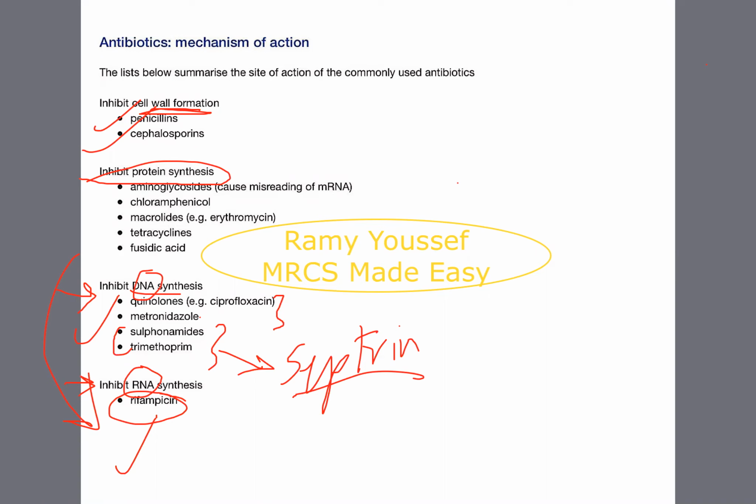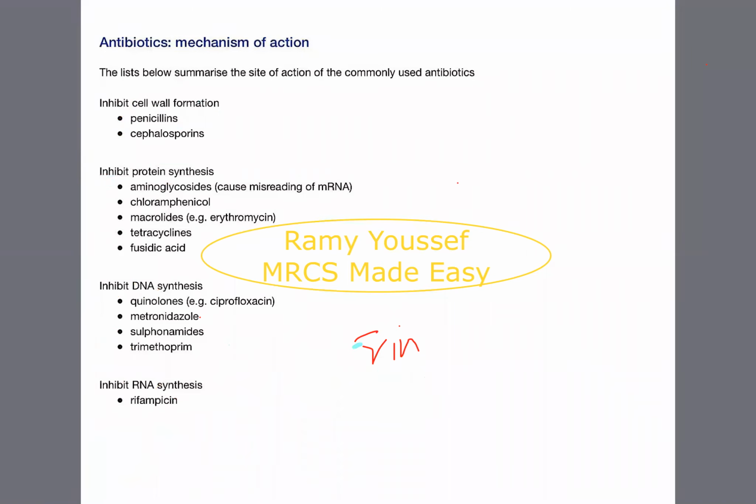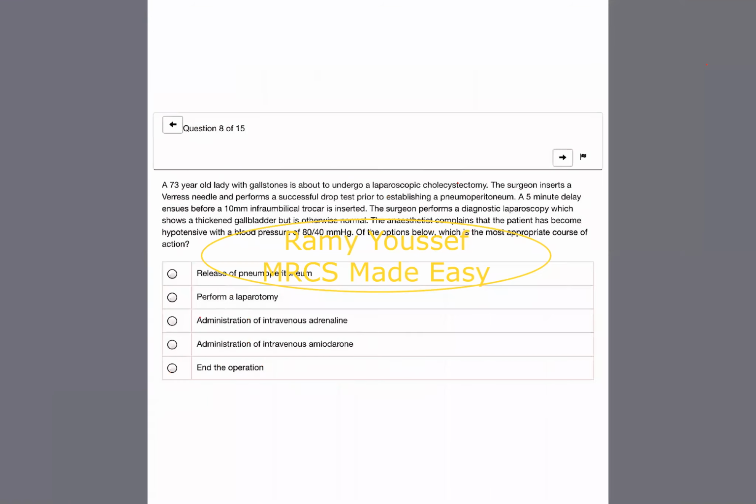Which are aminoglycosides, macrolides, chloramphenicol, tetracycline, and fusidic acid. Easy to know, okay? Great. Next question.